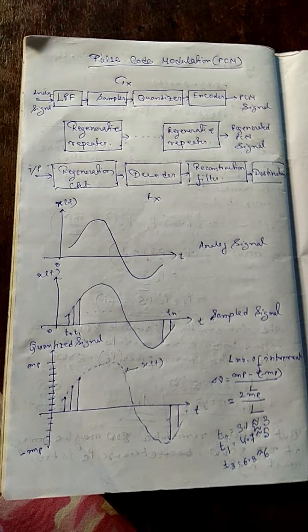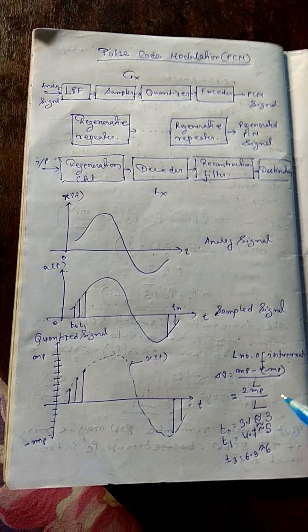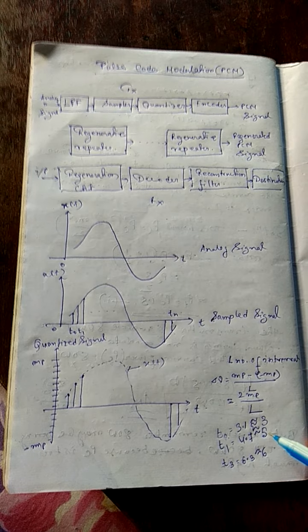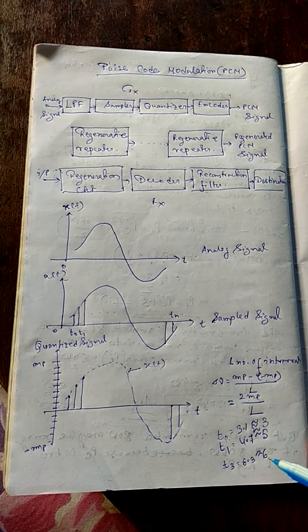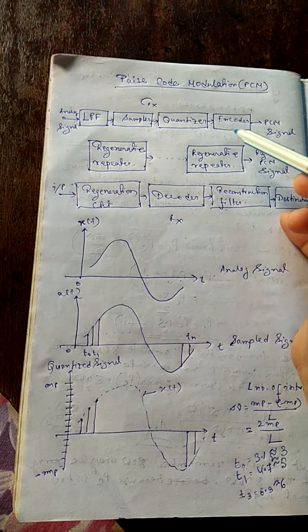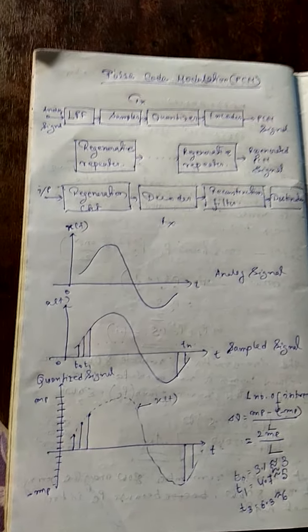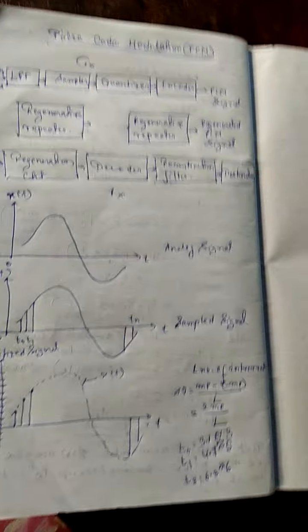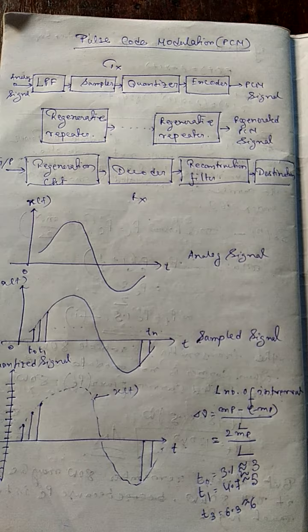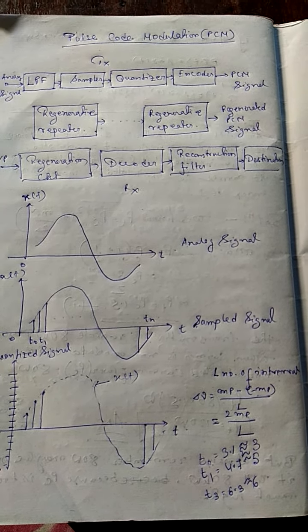Now, if we summarize the quantization process: from the t0 position we got the number 3, at the t1 position we got the number 5, and at the t3 position we got the amplitude 6. The next step after quantization is called the encoder. So what is the function of the encoder? As per digital electronic circuits, an encoder is a circuit which converts one form of the signal to another form.